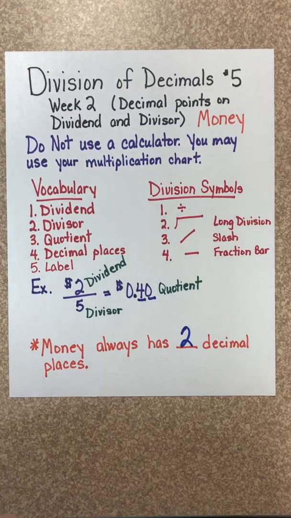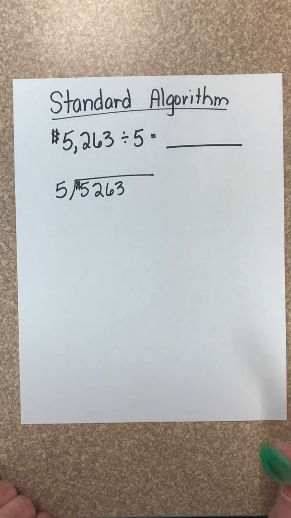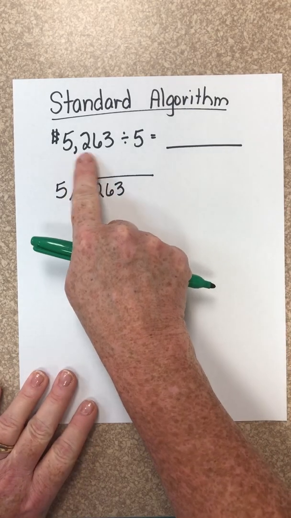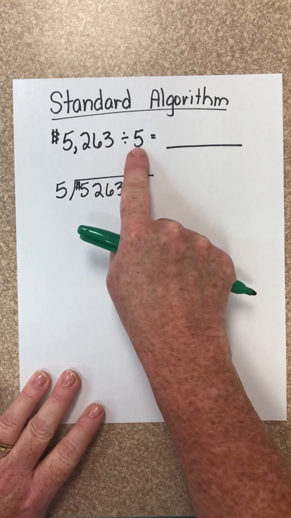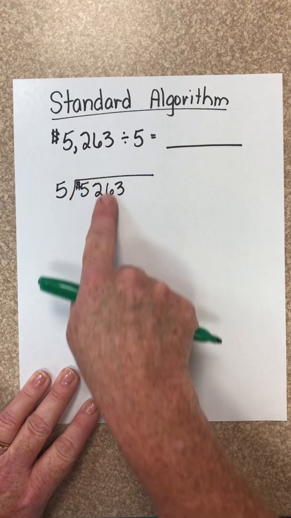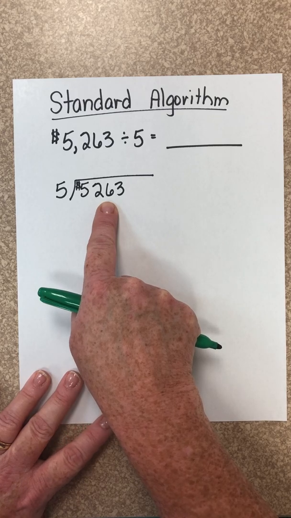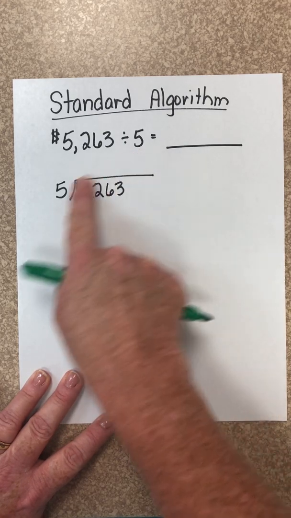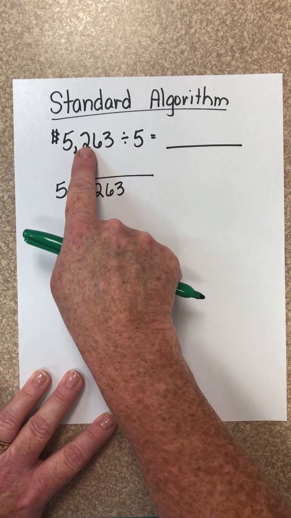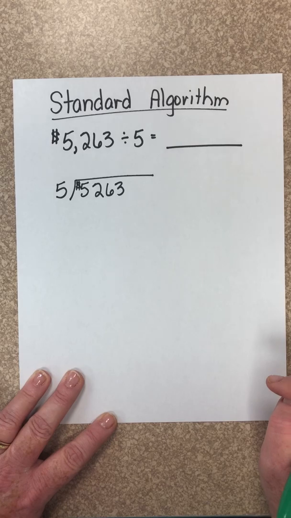Let's look at our first example. We're going to look at the standard algorithm. We have $5,263 divided by 5. 5,263 is the dividend, 5 is the divisor. We're looking for the quotient. $5,263 goes inside the division box, or in this case, long division symbol. 5 is the divisor, and that goes outside. Notice though in this problem that neither the dividend nor the divisor has a decimal point. Both are starting out as whole numbers.